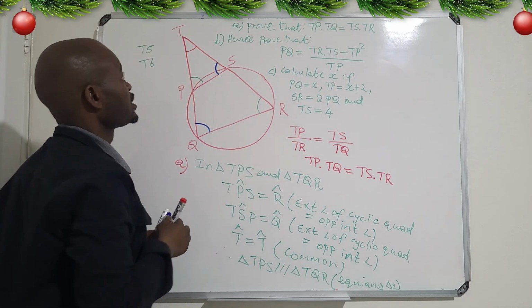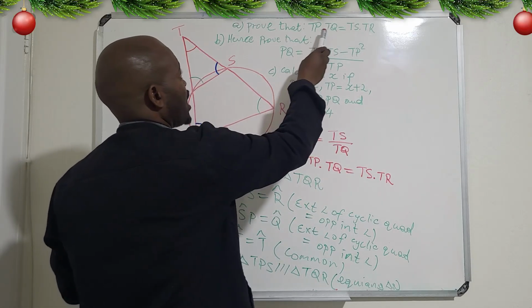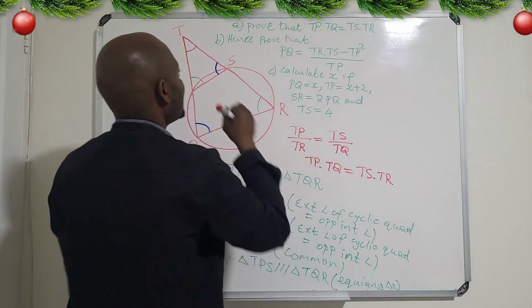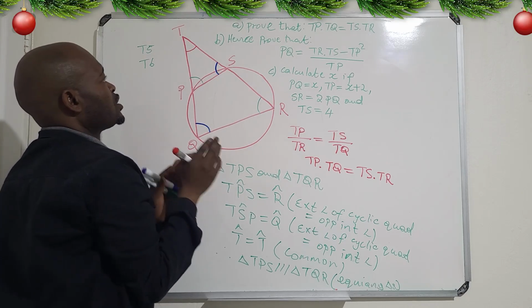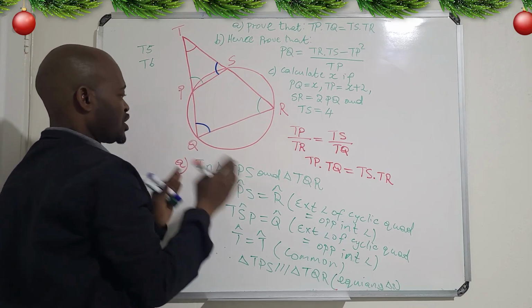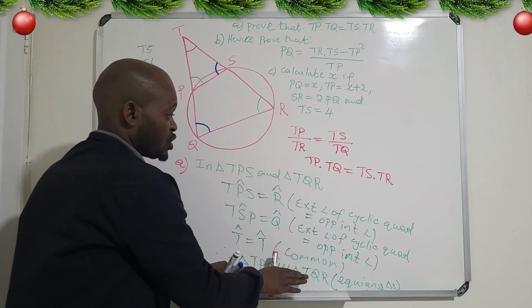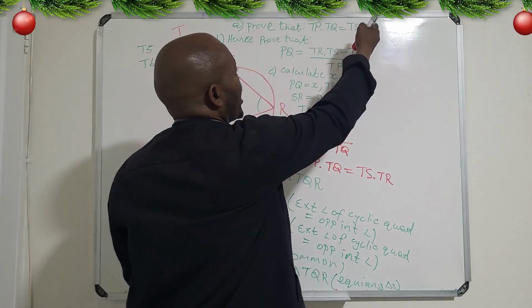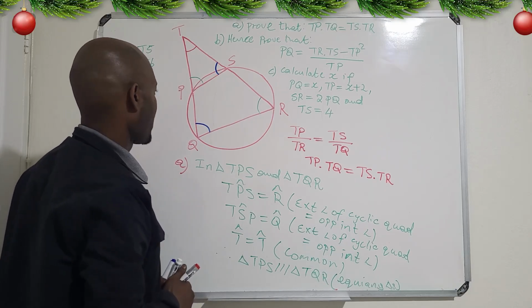Therefore, when we are given to prove this, we must always look at the sides, then check which triangles we must prove to be similar. Then after proving them similar, we can prove what they are looking for.